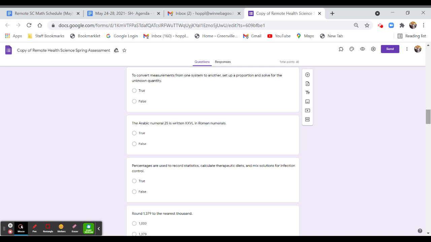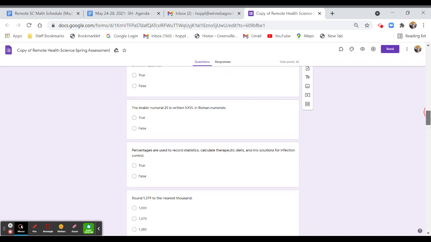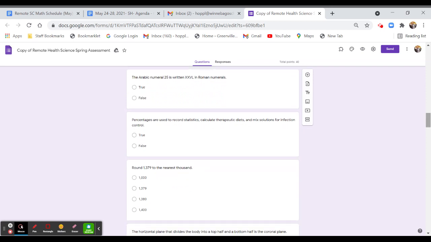To convert measurements from one system to another, set up a proportion and solve for the unknown quantity. True or false? The Arabic numeral 25 is written as XXVL in Roman numerals. True or false?